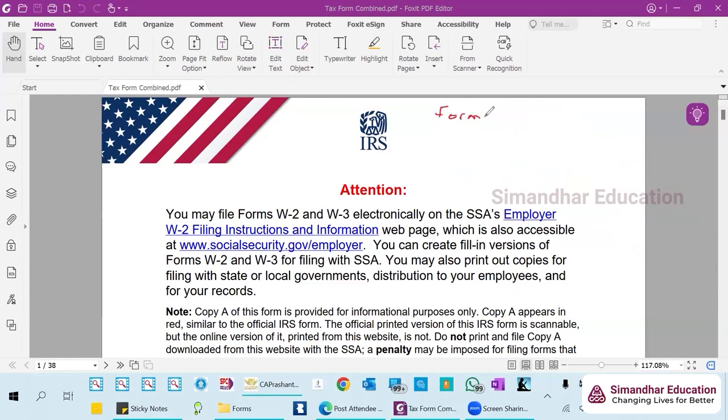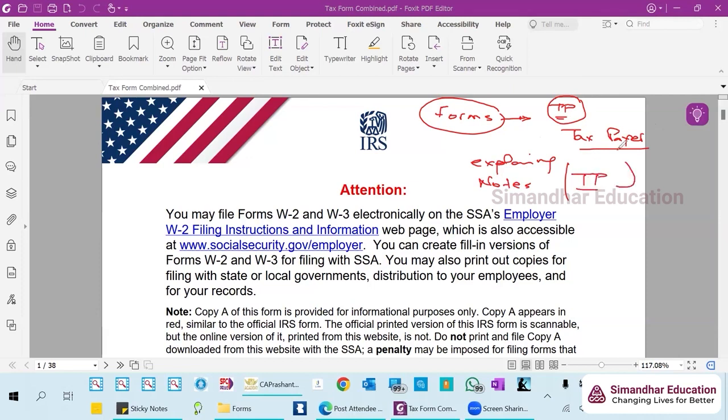Now, what are forms? Forms are nothing but, okay, I have a taxpayer. Okay, guys. Whenever I say TP, okay, means taxpayer. Okay, it could be when I am explaining anything, it could be in my notes. Wherever you see TP, it means taxpayer.